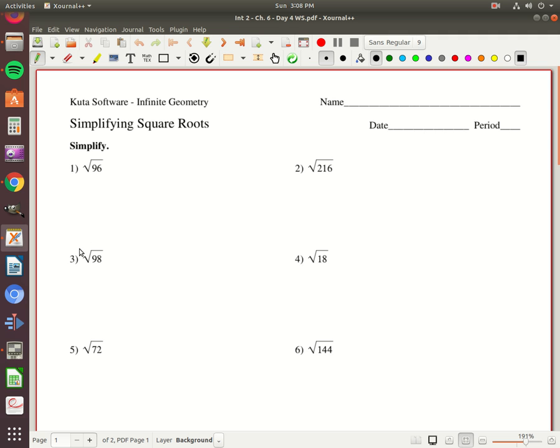A subject that's near and dear to my heart: simplifying square roots. It really kind of bothers me that so many students hate fractions and square roots, and they prefer decimals, because honestly, there's no precision in decimals like there is in square roots and fractions. So anyway, on this one, how do we simplify these things?